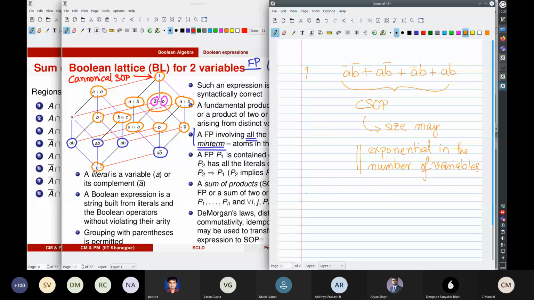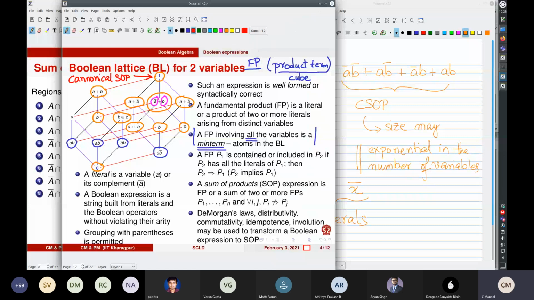So a variable or its complement, these are called literals. All right. So these are some common terms that you should know. So literals, cubes, products. Otherwise, you will not be able to follow when people talk about these things.